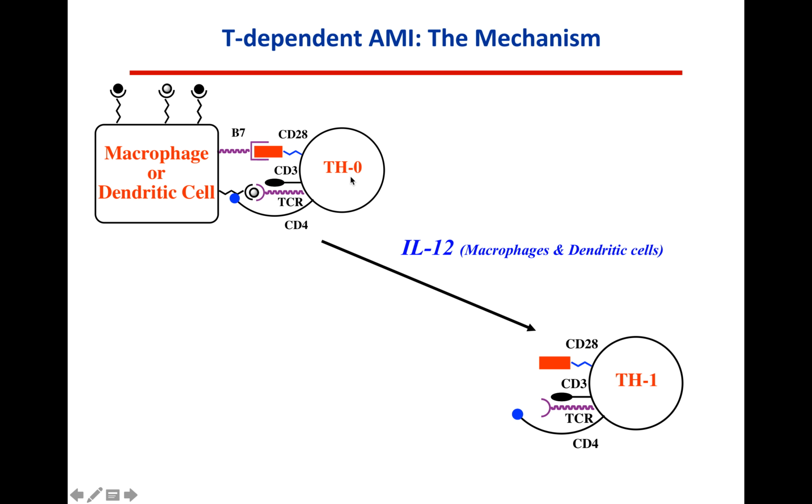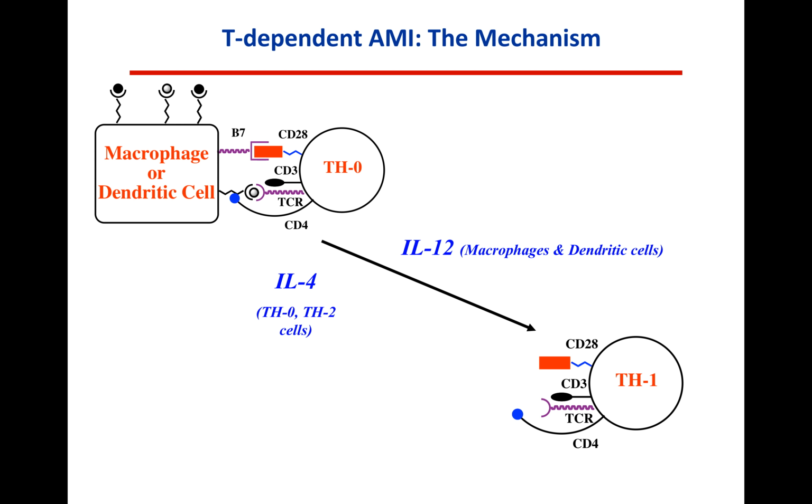Then what happens is this Th0 cell, referred to as a naive. A Th0 cell is a cell that it's a T cell, a T helper cell that has not interacted with a macrophage or dendritic cell before. But now that it has, it's sort of lost its virginity and is now a Th1 cell. And if it's in the presence of IL-12, now it's a committed IL-2 Th1 cell.